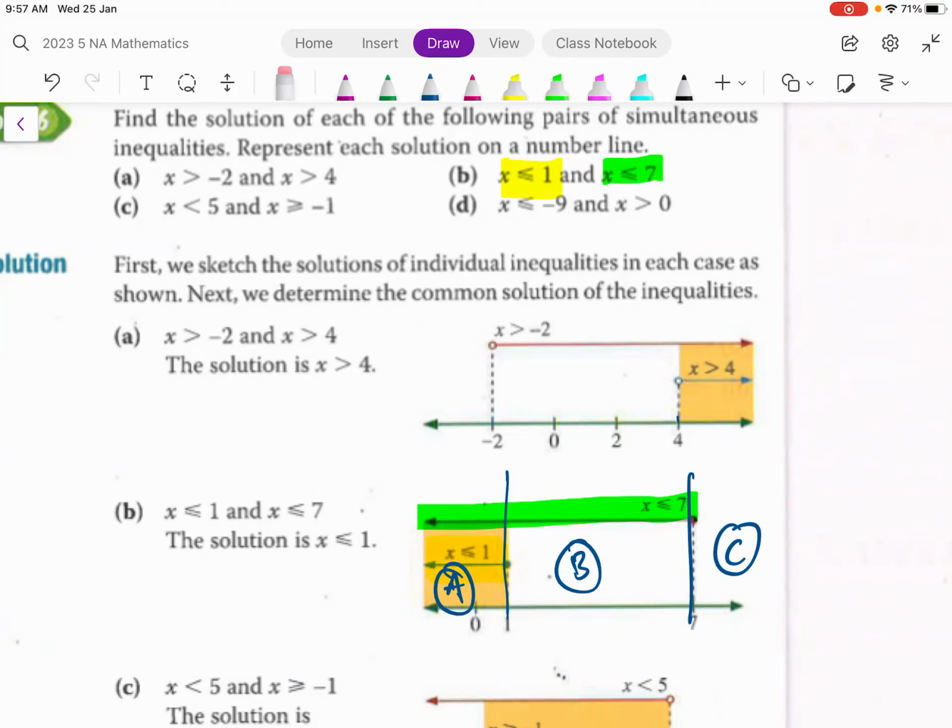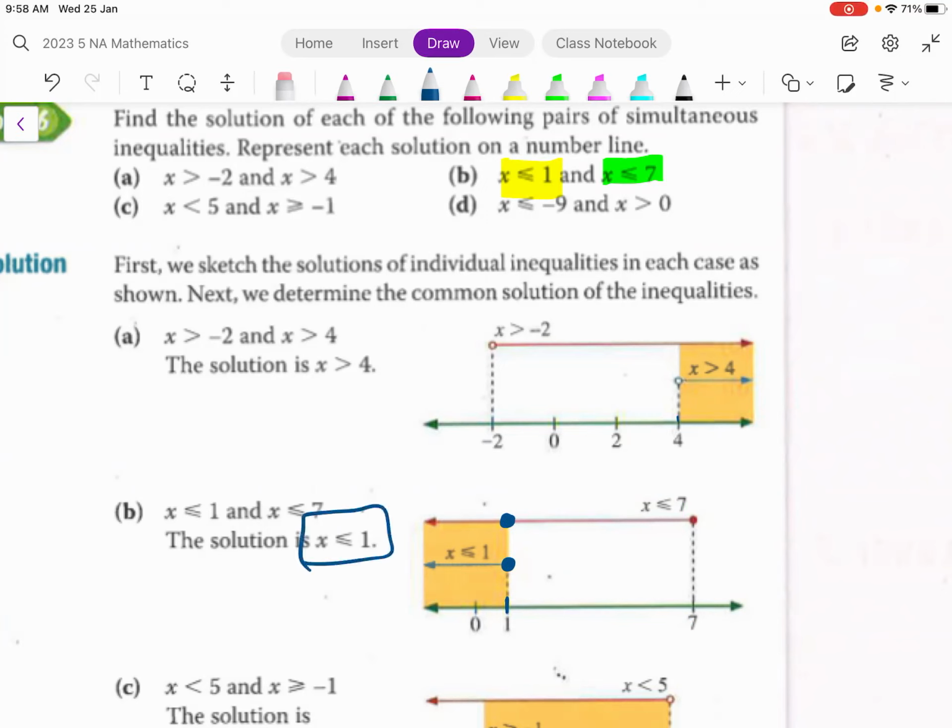And then once you decide that it's in A, you look closely at this one over here. Can I include the 1? Can or cannot? Can. In both arrows, 1 is included. Therefore, my solution is x less than or equal to 1. Simple? Yeah, because it's the basics.